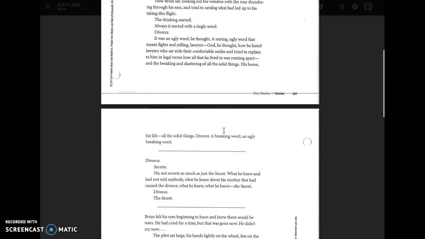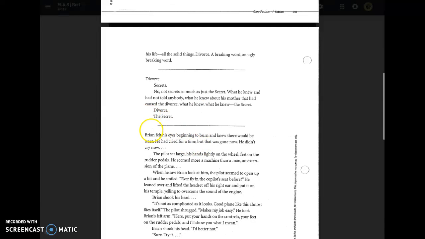We probably have a good prediction at this point in time, but let's go ahead and read the next section and see if we make another connection. Let's do this one together.